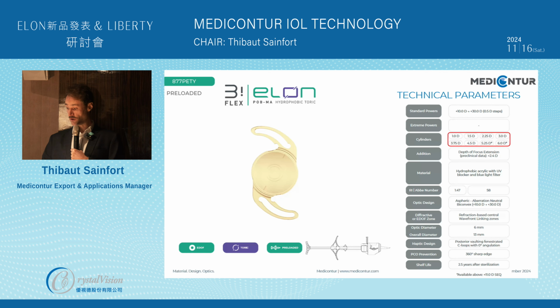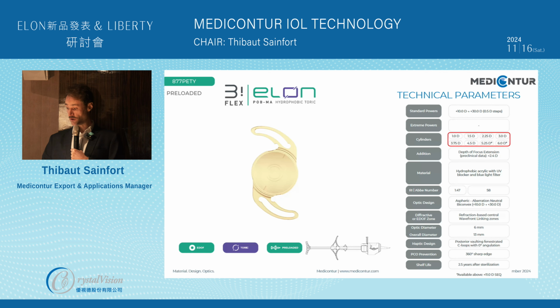On this graph, you can see the MTF curve of the ELON relative to the VVT. You can see that the lenses are performing quite the same in terms of how the light is treated through the lenses. So we expect similar results, actually.